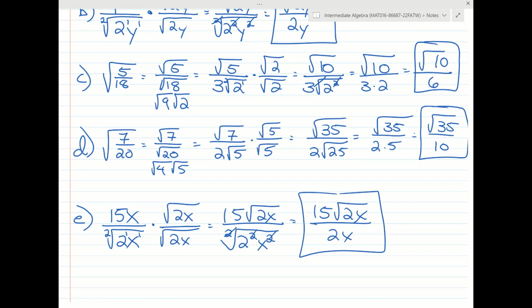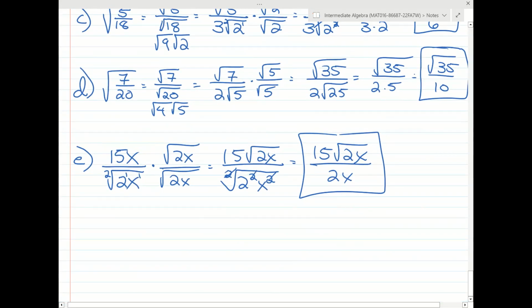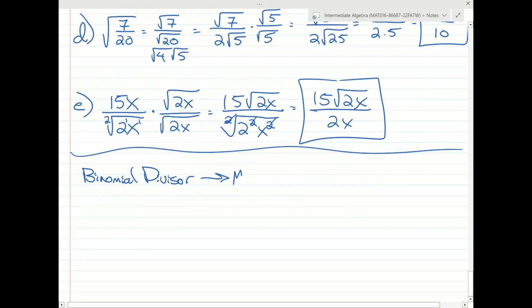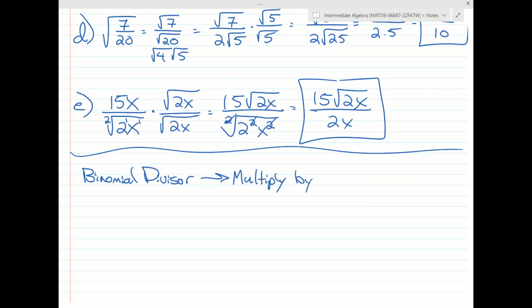All right, maybe 3 more problems left in this section. Different type of problem is if there's a binomial divisor. What we do is we multiply by the conjugate. And what conjugate just means is you change the sign in the middle.